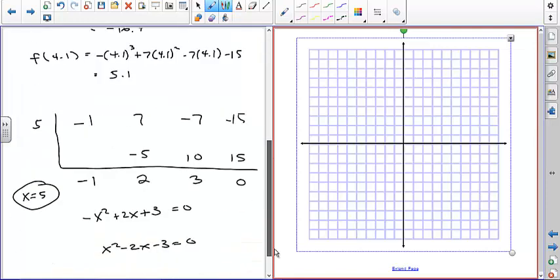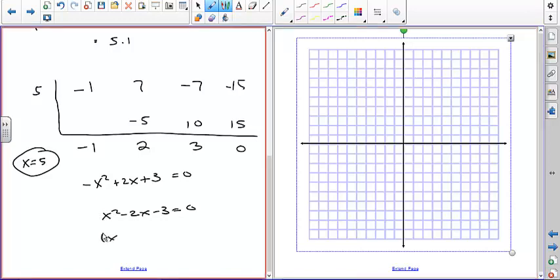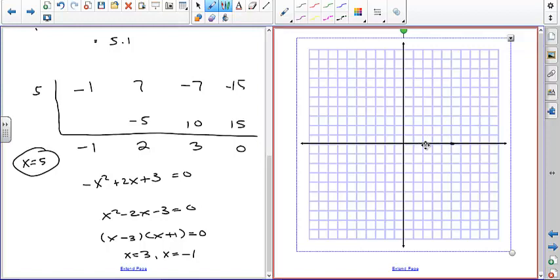Let's see. The x-intercepts were x equals 5, and if you factor this, you'll have x minus 3 and x plus 1. And so you'll get x equals 3 and x equals -1. So those are the 3 x-intercepts. X equals 5, so put a little dot there. X equals 3, which is right there, and x equals -1.